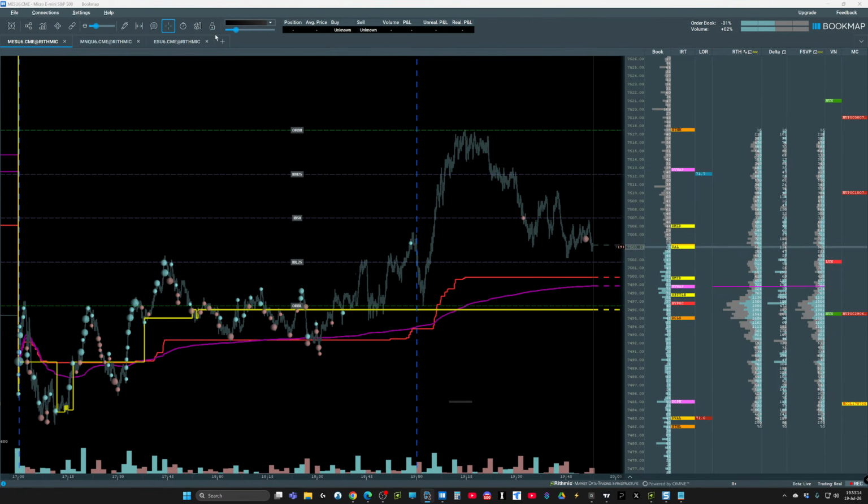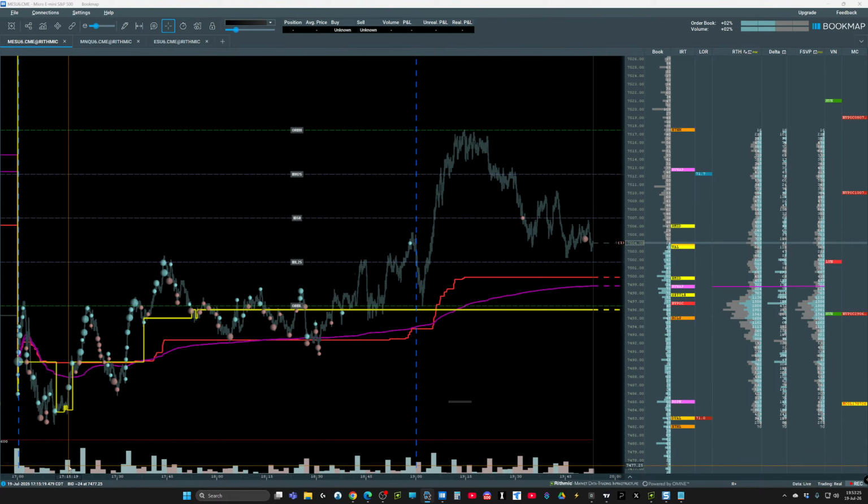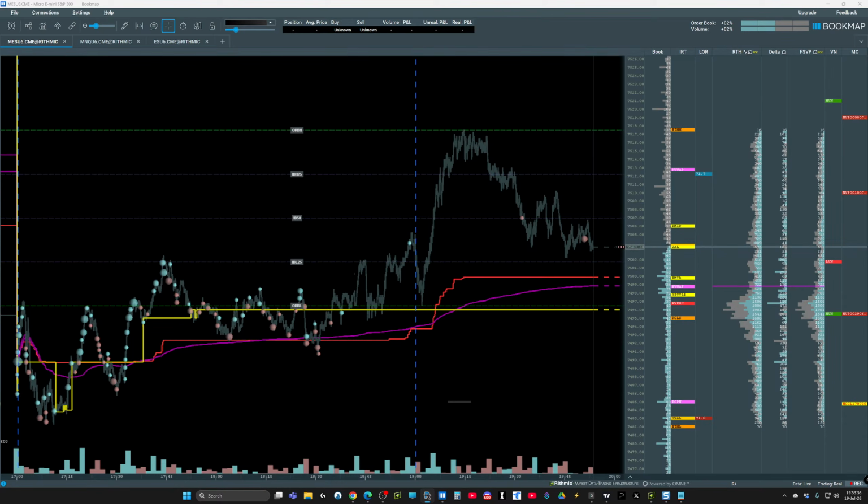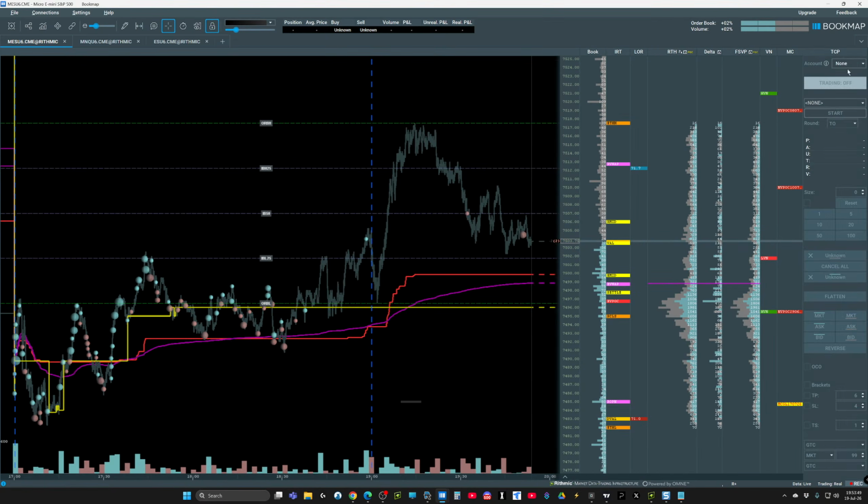Which reminds me, if I wanted to trade, I could not right now because the trade control panel is not activated. So in order to do that, I need to activate the trade control panel, which is this little padlock button right here. You click that, and it opens up the trade control panel, and then the first thing you need to do is select an account.